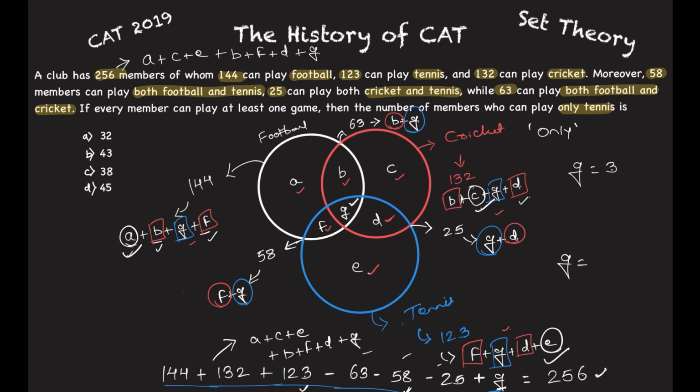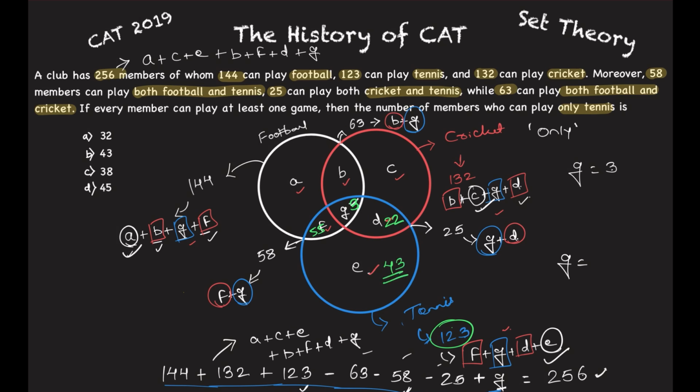Now imagine G is equal to 3. If G is equal to 3, what will this be equal to? 22, because the entire thing is 25. And this is equal to 55, because 55 plus 3 will be 58. And this entire thing is 123. So add this 22 plus 3, that is 25, plus 55, that comes out to be 80. 123 minus 80 comes out to be 43, and that is your answer.